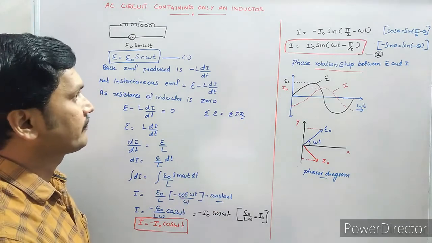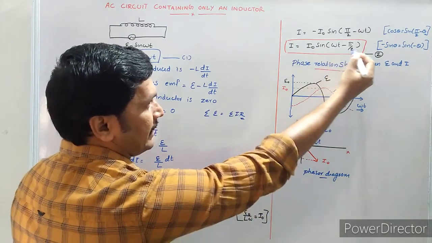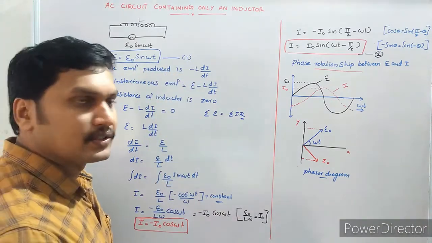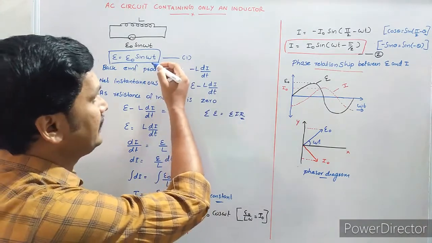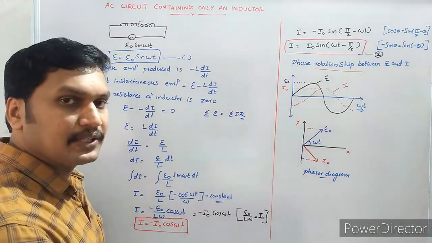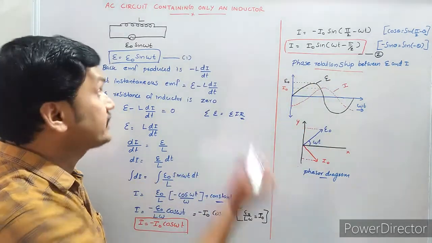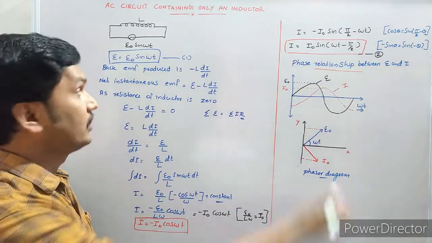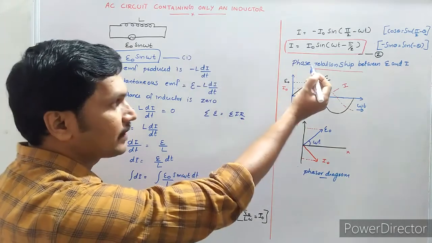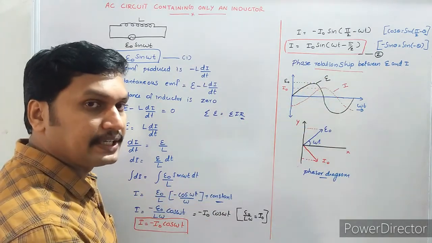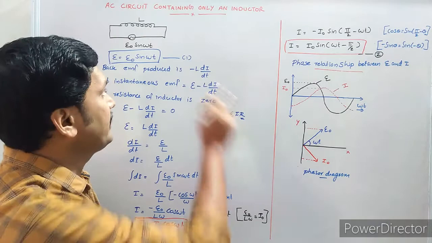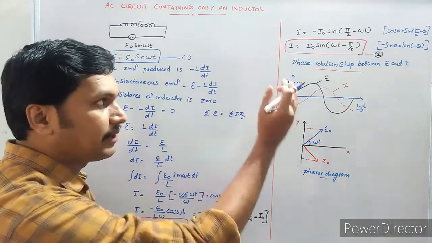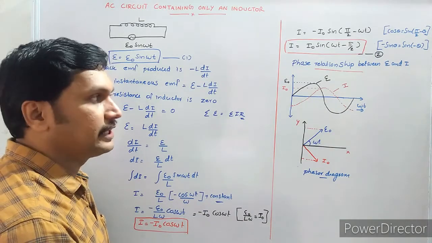See, compare the phase. Here the phase is omega t minus pi by 2. Here the phase is omega t. So we can say the voltage leads the current by pi by 2 radian. The phase difference between the voltage and the current is pi by 2. The voltage leads the current by a phase angle pi by 2 radian. Or otherwise we can say the phase difference between voltage and current is pi by 2, and current lags behind the voltage by pi by 2 radian.